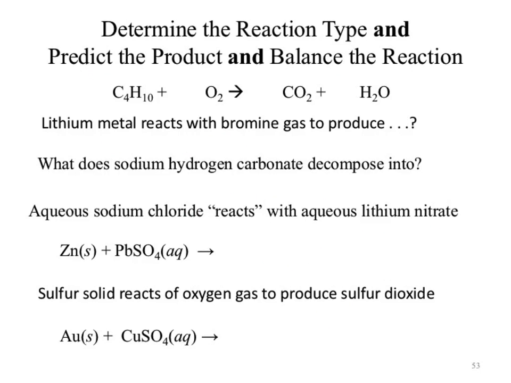Okay, so let's take a look. Bunch of equations. See what you can come up with now. Determine the reaction type and predict the product. Balance the reaction. Do as much as you can. If you can't figure it out, that's okay. We'll just stall at that point. So, first thing you're supposed to do for all of these, recognize. You need to be able to recognize the reaction type.